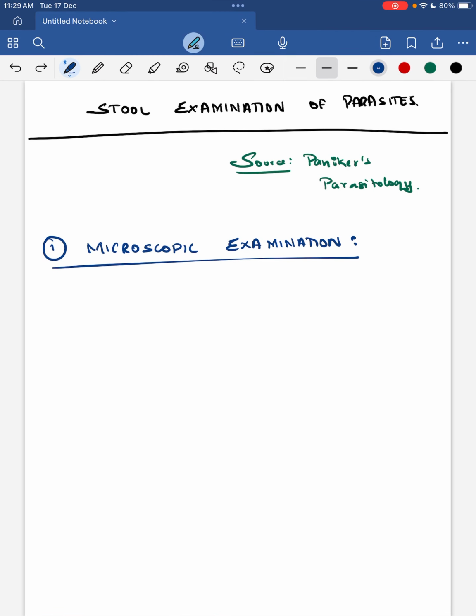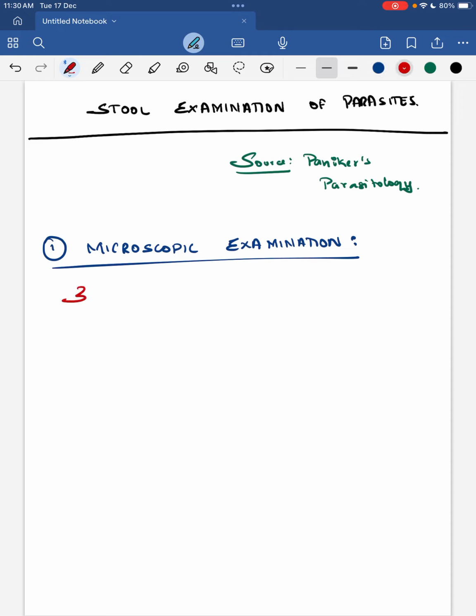Today let's discuss our next basic science topic, that is stool examination of parasites. I've taken this topic from Paniker's parasitology textbook. Here you have microscopic examination, next will be your concentration method, and third will be your egg counting methods. I've made this topic as small as possible. If you remember these points, it is enough for your exams, right?